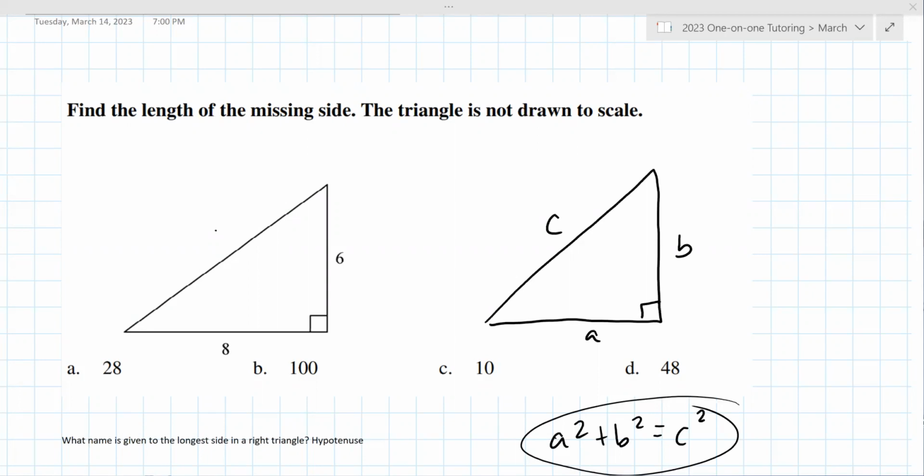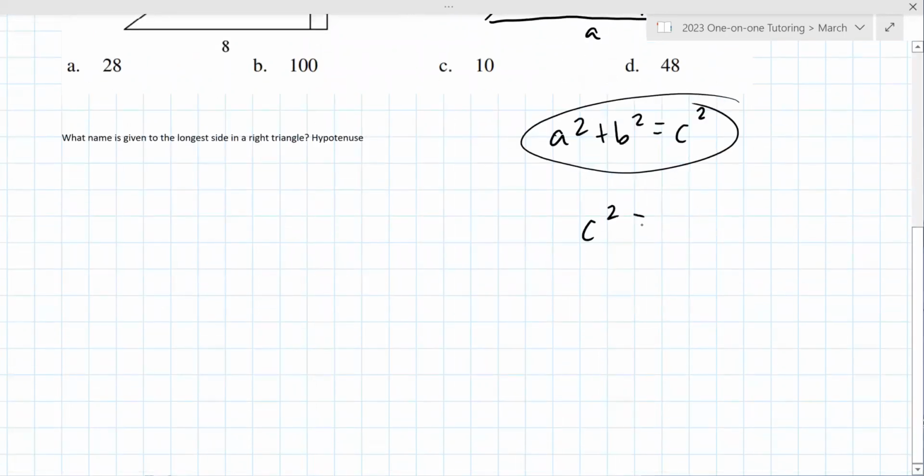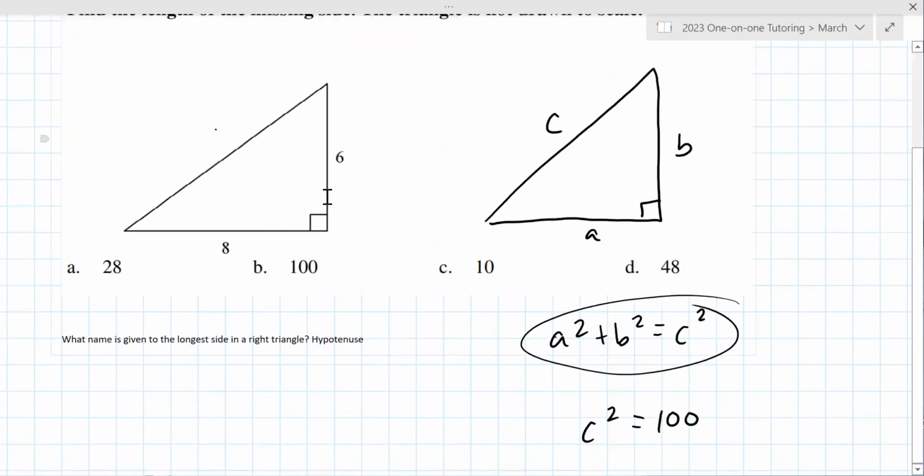Final answer in that problem. That is 100. C squared is 100. Are you asked to find C squared or are you asked to find C? No, C squared is 100. That right there is the square root of 10. So what is the final answer? What's the length of this hypotenuse here? 10. Yes.